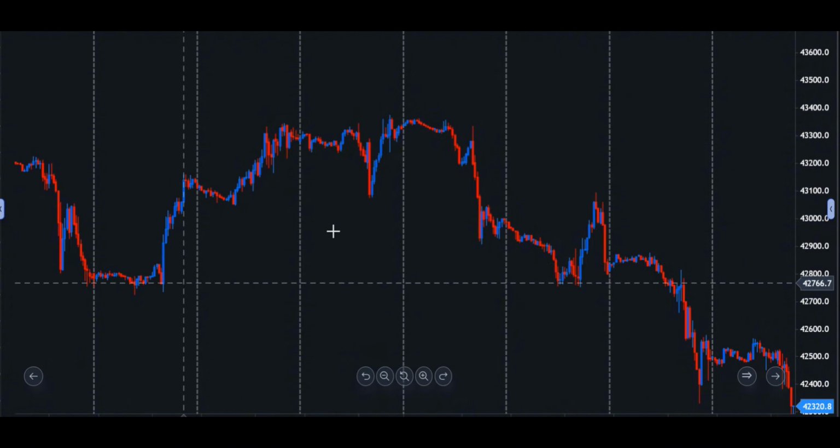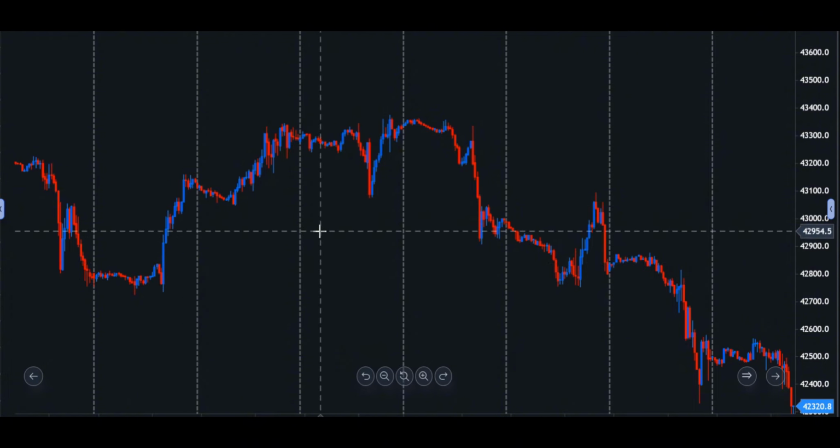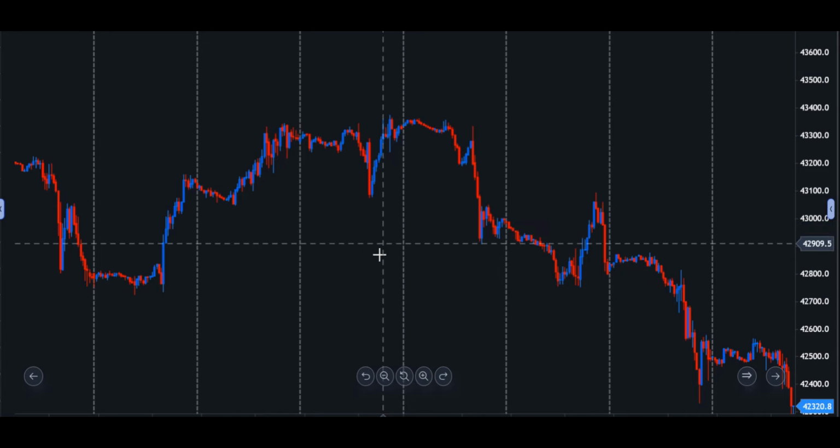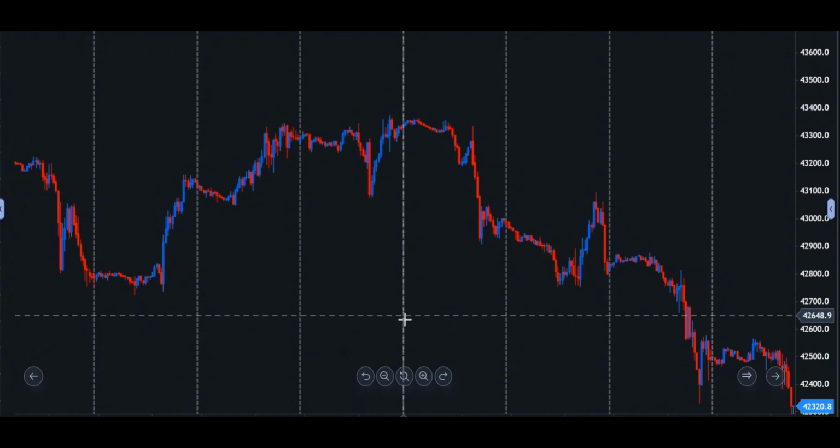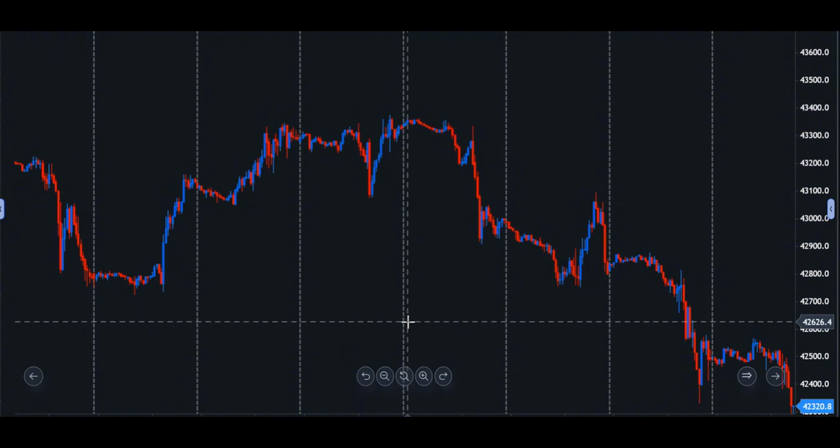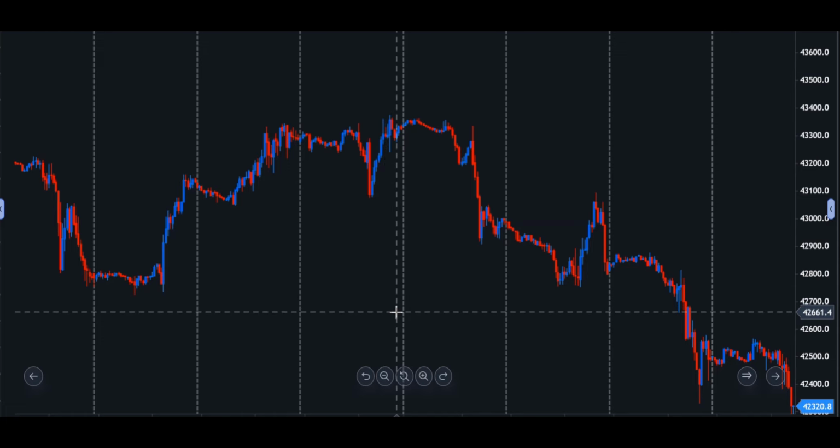let me clarify something to you before we go further. Now, the blue candles are the demand, while the red candles are the supply, right? The blue candles are demand, the red candles are the supply. The blue candles are the buyers, a clear indication of the buyers, and the red candles are the sellers.